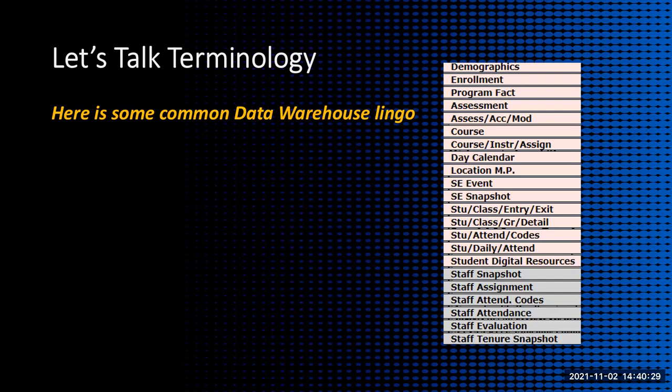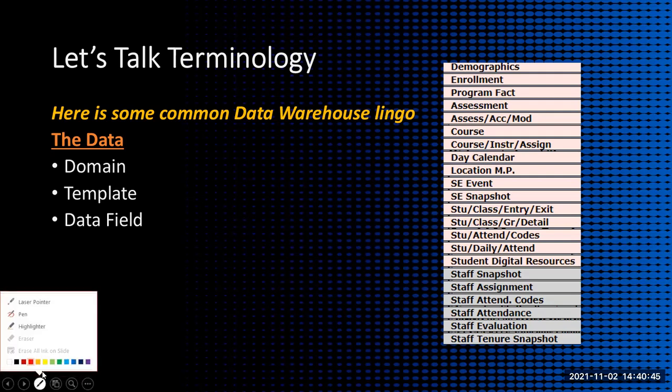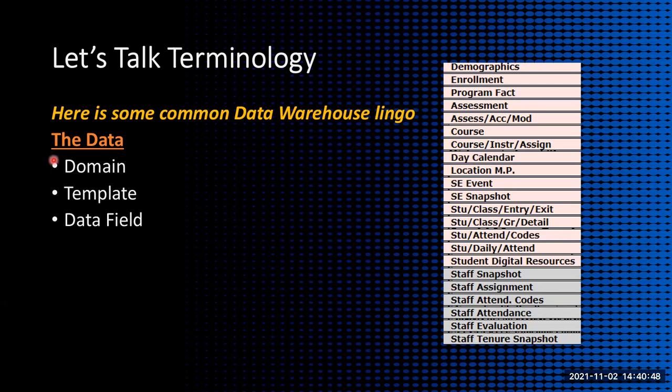Here's a few key terms that will be used as we discuss the Level 0 migration hierarchy. First, let's look at the data itself and the terms used for that data. Domain is a term used to refer to a group of data that is related by Level 0 categories. The list of domains is shown here on the right.